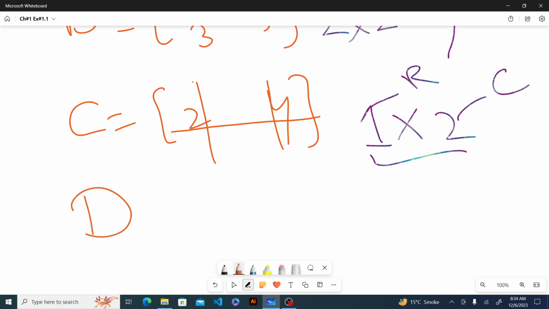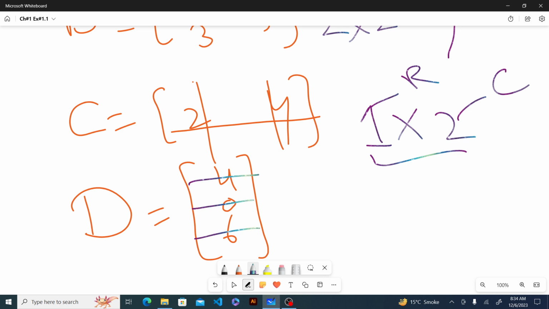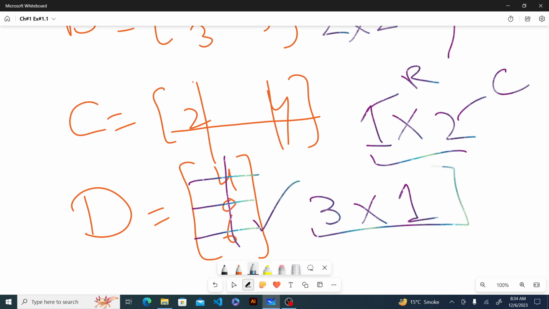The fourth part is D is equal to 4, 0, 6. So what is the order of matrix D? We will count the number of rows: first, second, third. 3 rows. 3 into, now we will count the number of columns. Only one column here, so 1. 3 into 1. The order of matrix D is 3 into 1, because 3 is for rows and 1 is for the column.